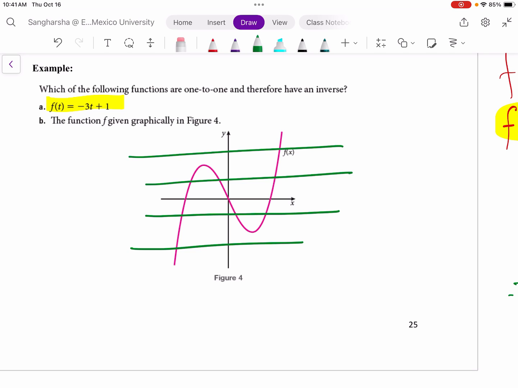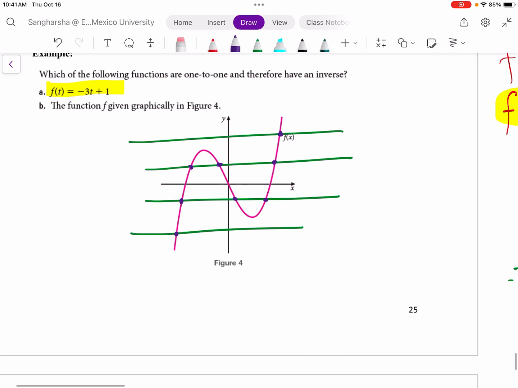Now here, this horizontal line crosses at one point, but this horizontal line crosses the graph at three different points. This horizontal line crosses the graph at three different points. This horizontal line crosses the graph at one point. But what we want is every horizontal line to cross the graph exactly at one point to be a one-to-one function. Now, is this graph a one-to-one function? This is not a one-to-one function.